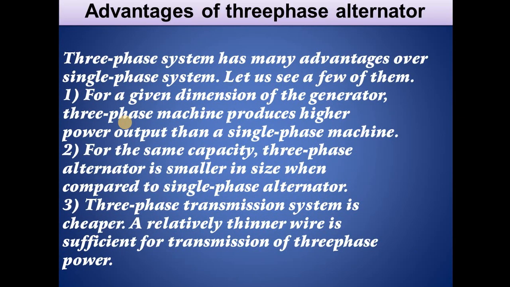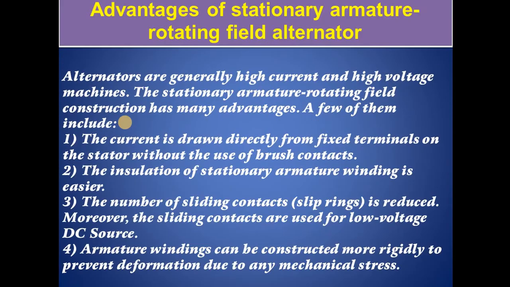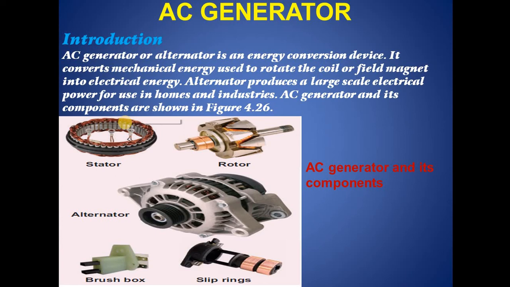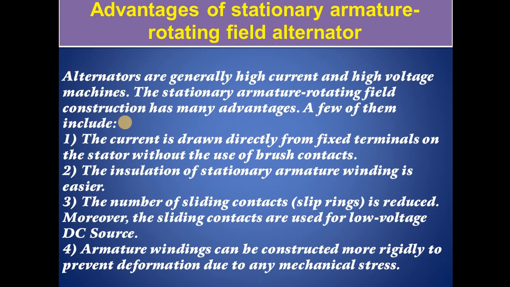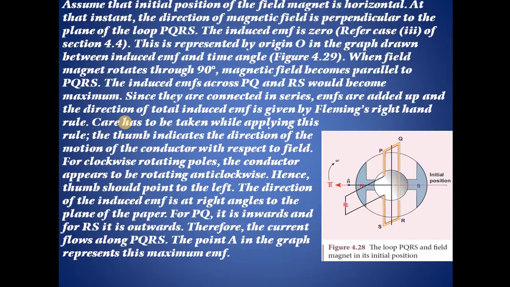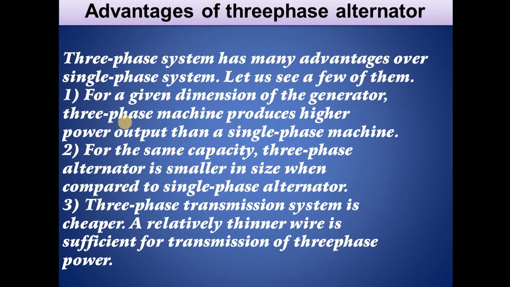So, these are the important topics: AC generator and advantage of stationary armature or rotating field armature, then single phase AC generator, then polyphase AC generator. The last ones are the three-phase AC generator and the advantages of the three-phase alternator. These are all the topics for your 5 mark, 3 mark as well as 2 mark questions.